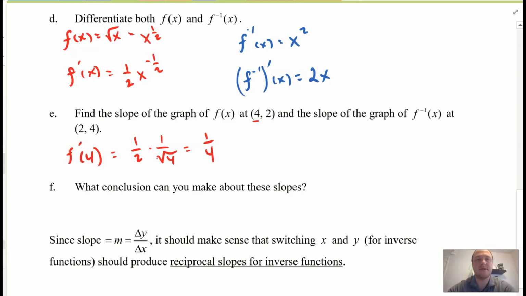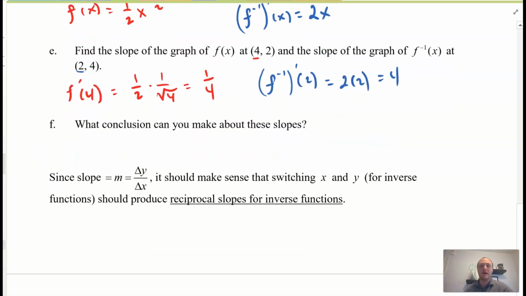Okay, so now I'm going to do the same thing. It says find the slope of the graph of f inverse of x at 2, 4. So I'm going to take f inverse prime of my x value at 2, and I plug that in, and that's 2 times 2, which is equal to 4. So it says, what conclusion can you make about these slopes? So 1/4, 4, 1/4, 4, they are reciprocals. So they are reciprocals. And that is pretty much it.